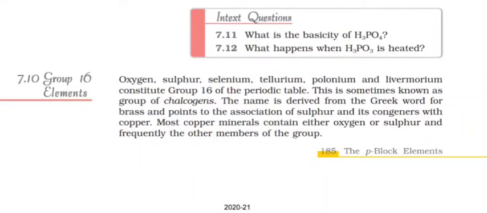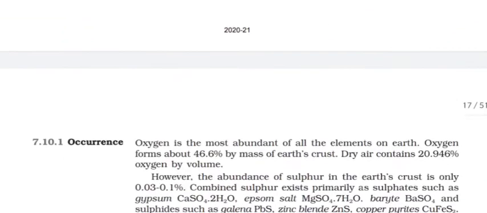Group 16 elements: oxygen, sulfur, selenium, tellurium, polonium, and livermorium constitute group 16 of the periodic table. This is sometimes known as the group of chalcogens. The name is derived from the Greek word for brass and points to the association of sulfur and its congeners with copper. Most copper minerals contain either oxygen or sulfur and frequently the other members of the group.